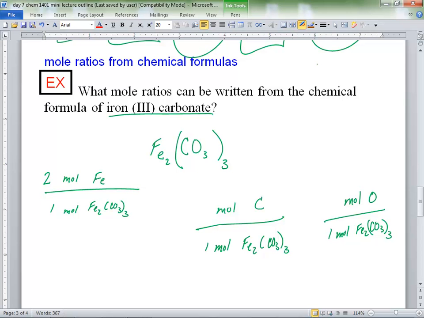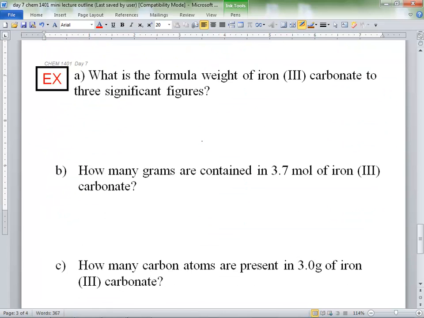Allison, what did you say for the carbon ratio? 3. Very good. All right. How about the oxygen ratio, Melissa? 9. Everyone see where she got it? She multiplied those 2. She got the 9. Very good. Okay. So now we're ready for some questions.